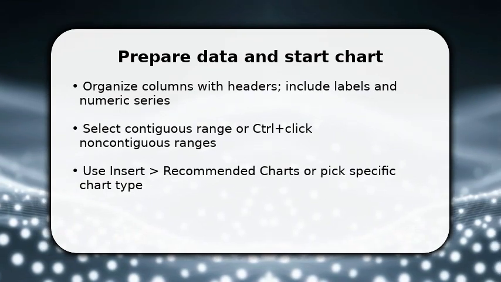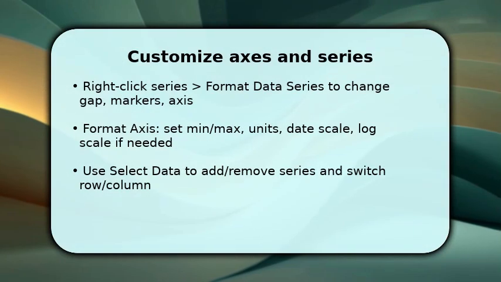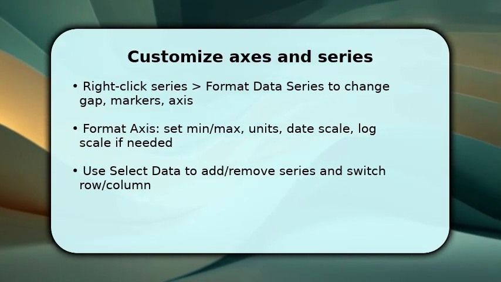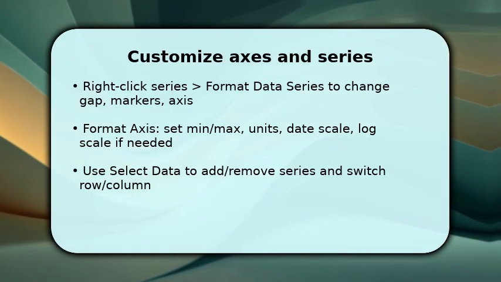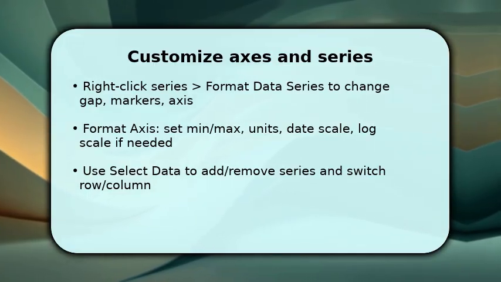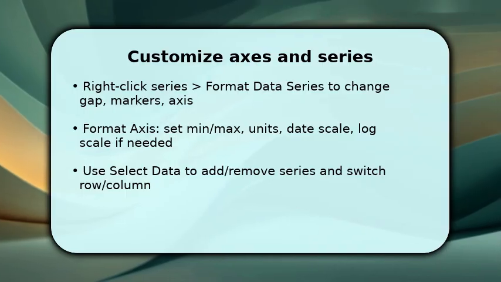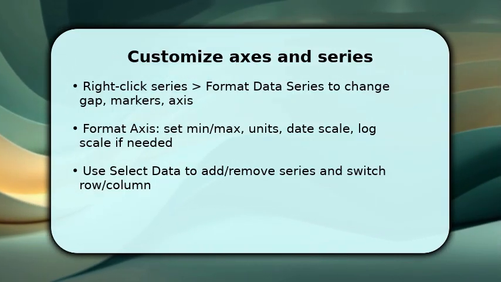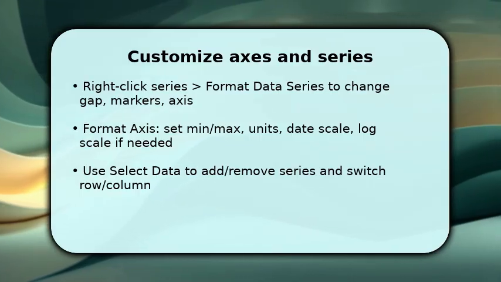Now you refine the chart so it communicates clearly. You should edit series properties. Right-click a series and choose Format Data Series to change gap width, marker style, or move to a secondary axis. Then format axes, set minimum and maximum, major units, and choose a date axis versus text categories when appropriate.